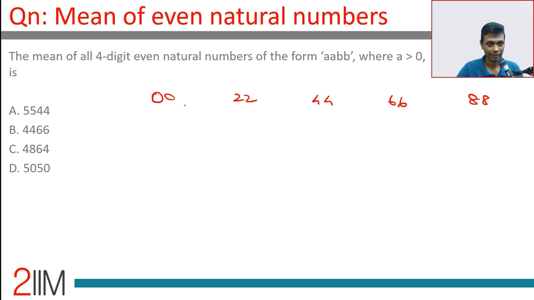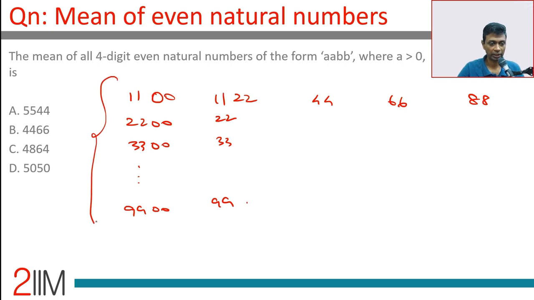A is greater than 0. 1, 1, 0, 0, 2, 2, 0, 0, 3, 3, 0, 0, all the way till 9, 9, 0, 0. Likewise, 1, 1, 2, 2, 3, 3, all the way till 9, 9, and so on. So 9 numbers here, 9 here, 9 here, 9 here, 9 here. Totally 45 numbers. If we add all of this up, then we should get somewhere with that. How do we add all of this up? So think about this. 11 plus 22 plus 33 plus 44 plus 55 plus 99, 9900, we can add all of those up.